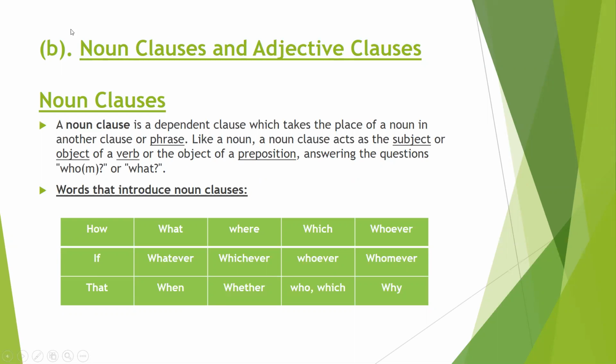And part B is noun clauses and adjective clauses. Noun clauses. A noun clause is a dependent clause which takes the place of a noun in another clause or phrase. Like a noun, a noun clause acts as the subject or object of a verb or the object of a preposition, answering the questions who or whom or what. And these are the words that introduce noun clauses.